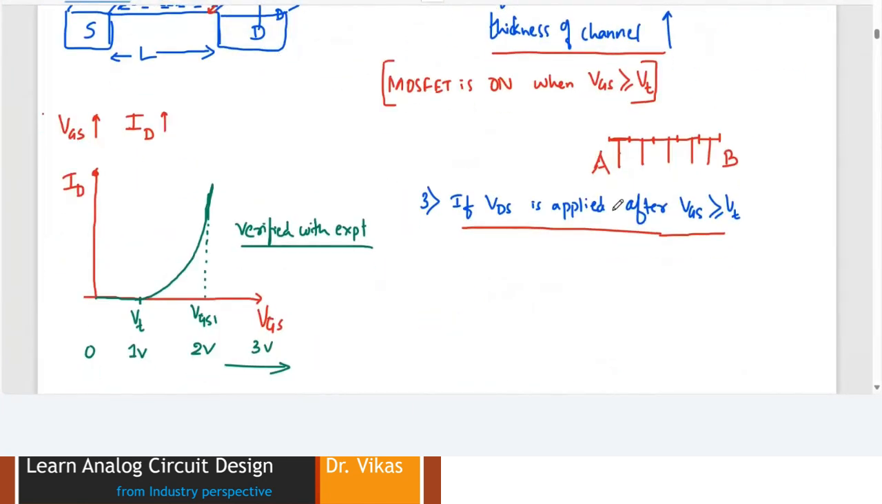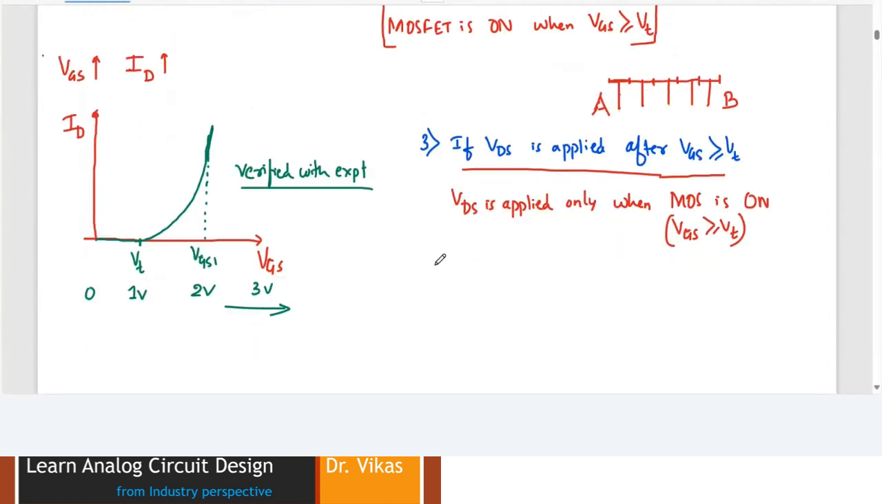So basically this condition, VDS is applied only when the MOS is on, when VGS is being applied and it is greater than or equal to VT. Under this condition only you can apply VDS to make it practically viable, otherwise it is meaningless. Now let's try to understand what is going to happen.